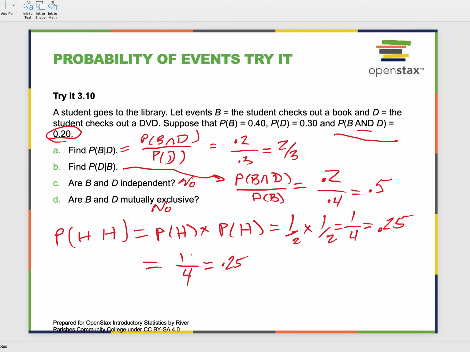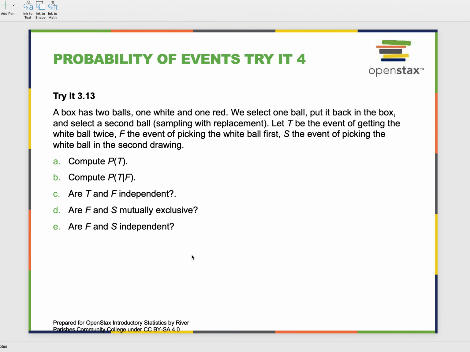So they're independent, but they're not mutually exclusive, because the probability of getting a second head given the first head, it doesn't matter, it's still 1/2. The probability of getting a head given I got a tail is still 1/2. So they're independent. And I can't get a head and a tail at the same time on a single flip.